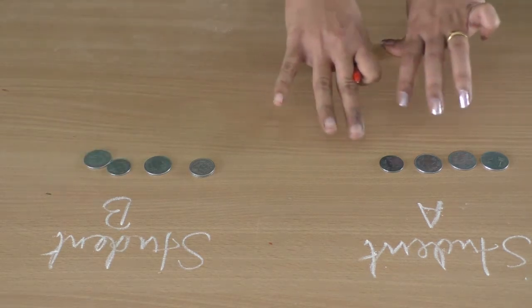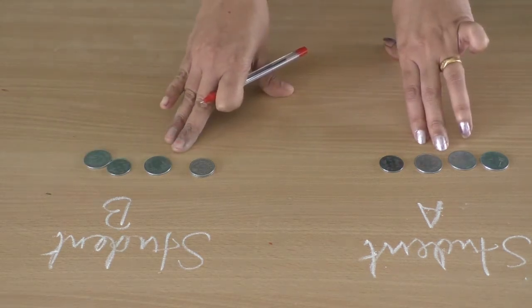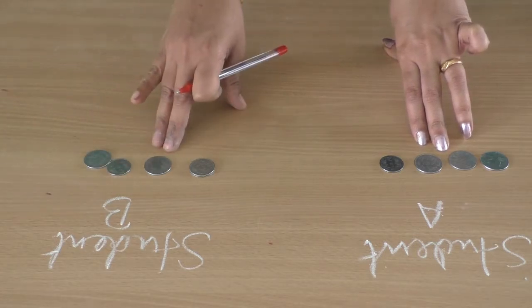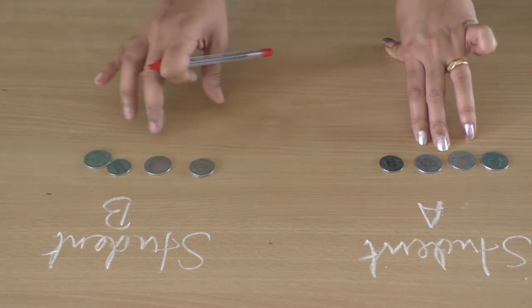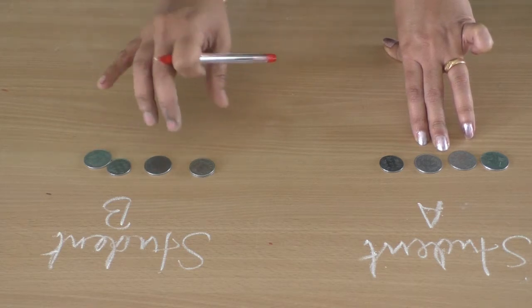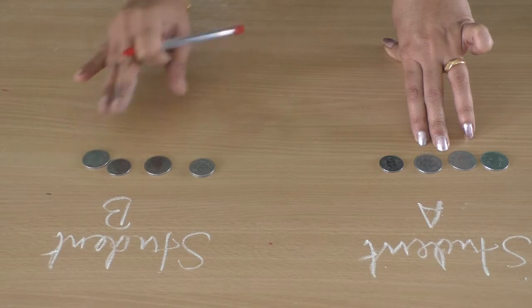So who has more money? Yes, student B has got more money, 8 rupees. How much more money does B have than student A? Yes, 2 rupees.